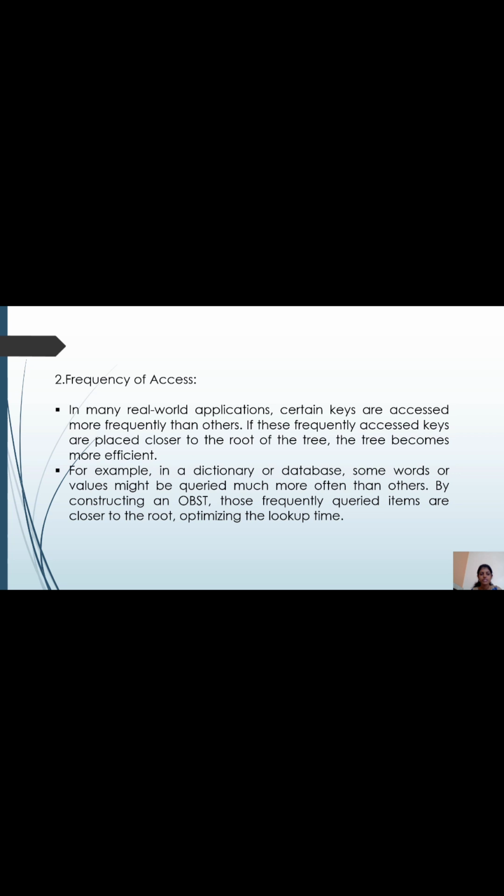And the second one is frequency of access. In many real world applications, certain keys are accessed more frequently than others. If these frequently accessed keys are placed closer to the root, the tree becomes more efficient. For example, in a dictionary or database, some words or values might be queried much more often than others. By constructing an optimal binary search tree, those frequently queried items are closer to the root, optimizing the lookup time.